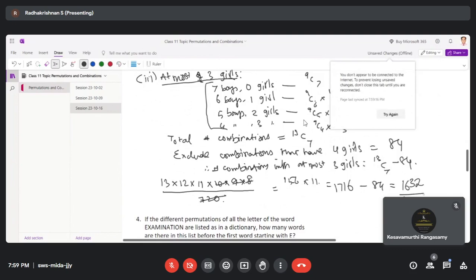So you get 1632. But if you try to calculate this 9C7, all those combinations listed above, you will get the same answer. So I leave it to you to calculate that in the other manner. So you can do the problem in multiple ways. Okay, so you can cross check that both the methods give the same answer.